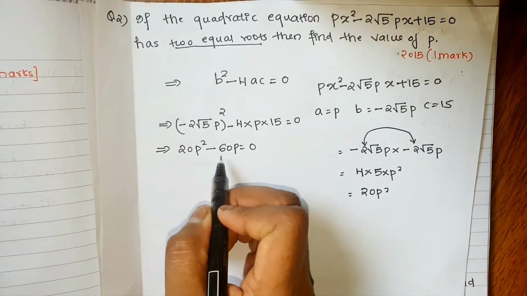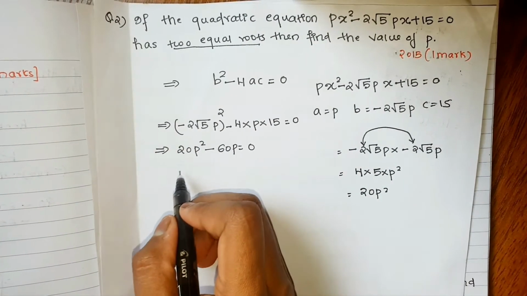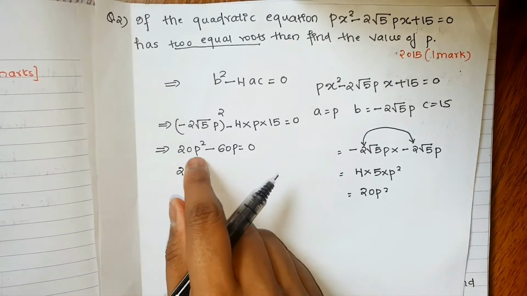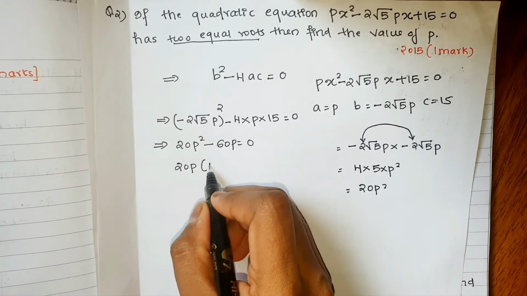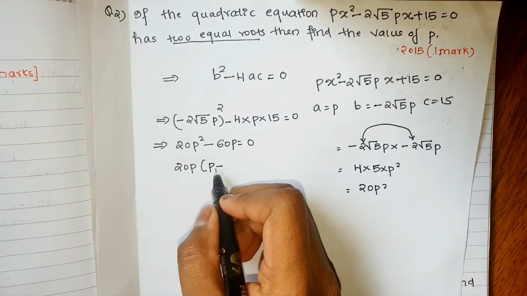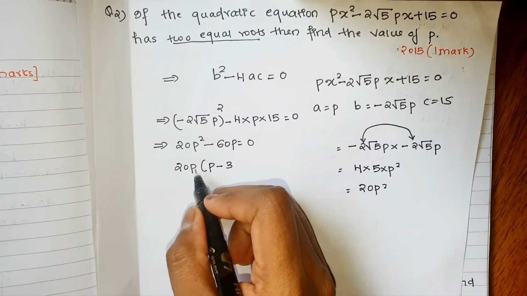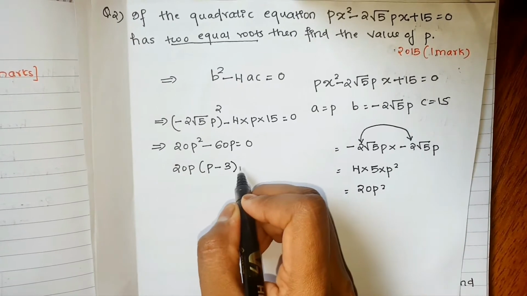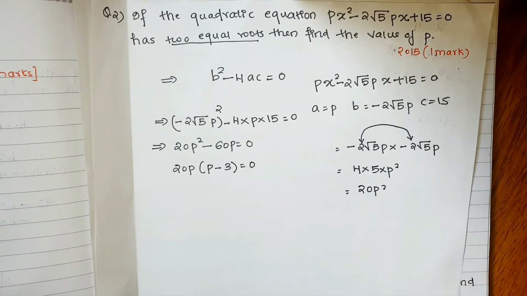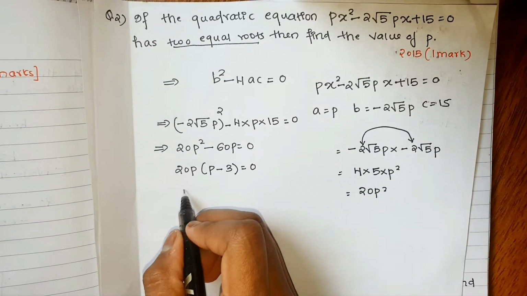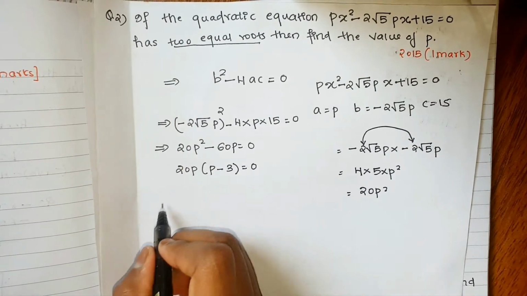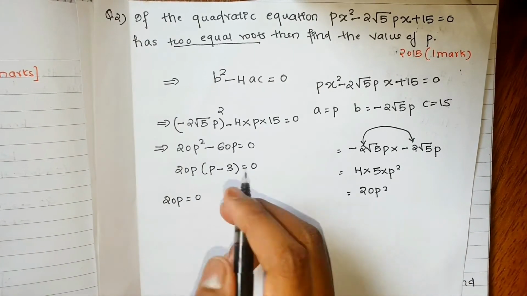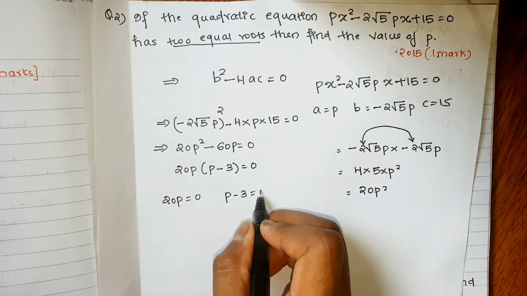So from here I can take 20 common, or p also I can take common, 20p. So what is remaining here? p is remaining here. p minus, 20 into 3 is 60, so 3. So 20p into p minus 3 is equal to 0. Okay. So next, how can I write? That is either 20p is equal to 0 or p minus 3 is equal to 0.